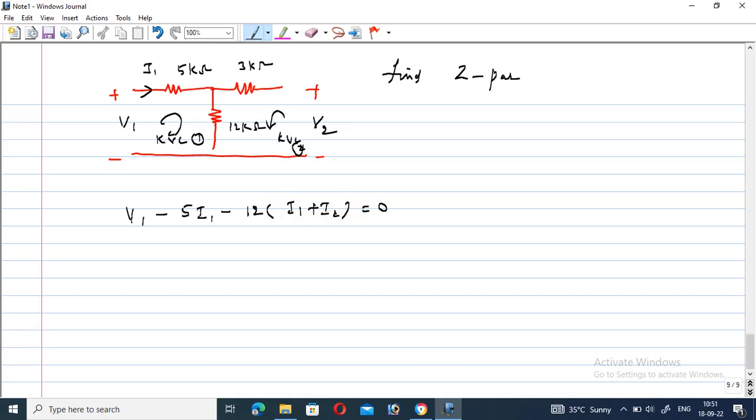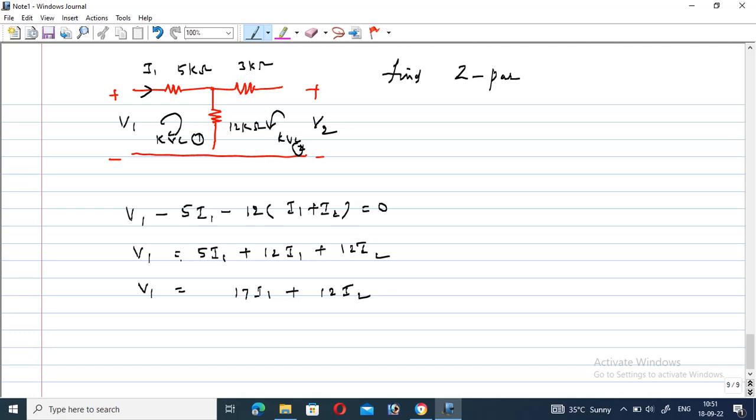Alright, now from this equation how are we going to calculate it? So V1 is equal to 5I1 plus 12I1 plus 12I2. From this equation, if you take I1 as common, we get V1 is equal to 17I1 plus 12I2.